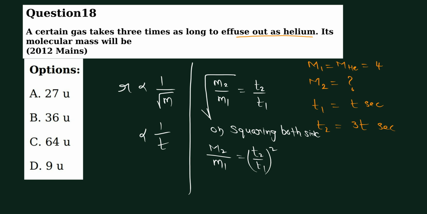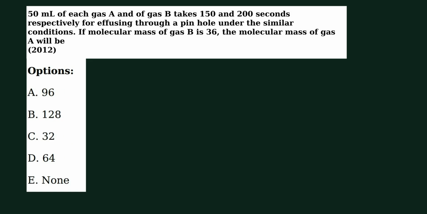So what is the value of M2? That is what we need to find out. M1, the molecular weight of helium, is 4. T2 value is 3 times T, and T1 value is T, whole square. T gets cancelled, right? So M2 by 4 equals 3 square, which is 9. M2 equals 9 into 4, which is 36 units. The molecular weight of the unknown gas is 36 units. Is it clear, everyone?